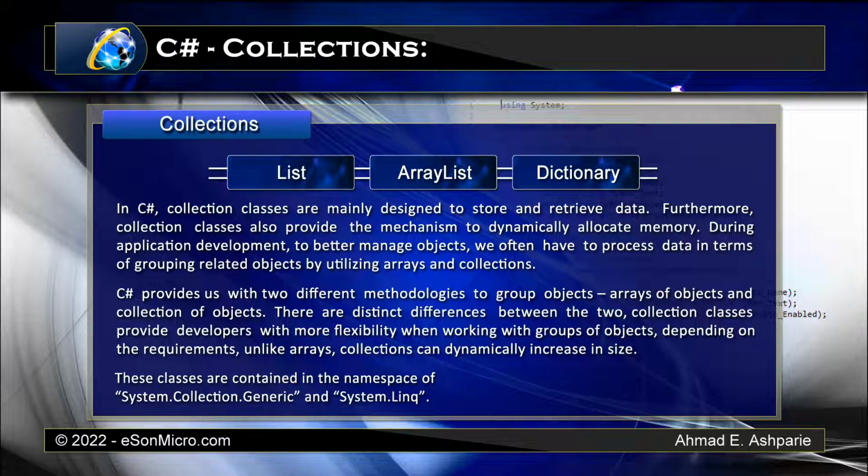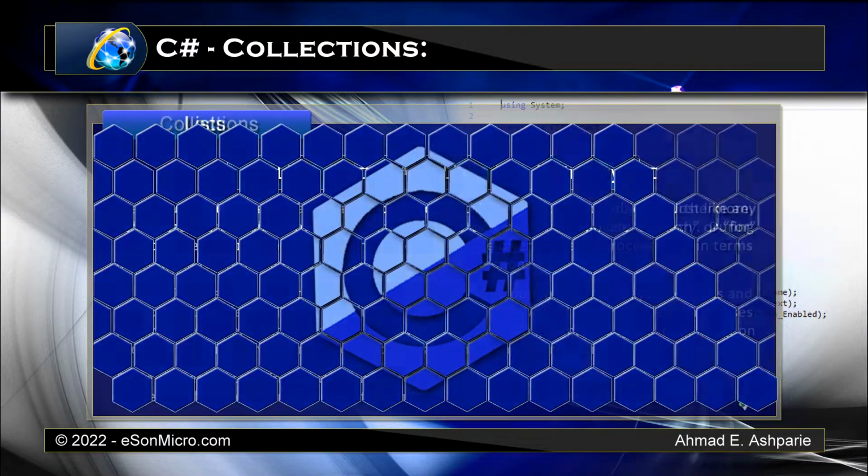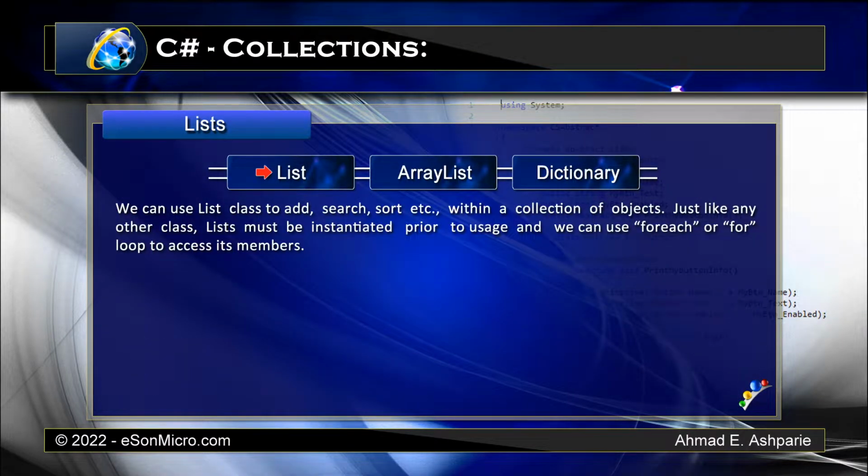Collection classes provide developers with more flexibility when working with groups of objects, depending on the requirements. Unlike arrays, collections can dynamically increase in size. These classes are contained in the namespace System.Collections.Generic and System.Linq. List: within a collection of objects, we can use the List class to add, search, sort, etc. Just like any other class, lists must be instantiated prior to usage, and we can use a foreach or for loop to access its members.